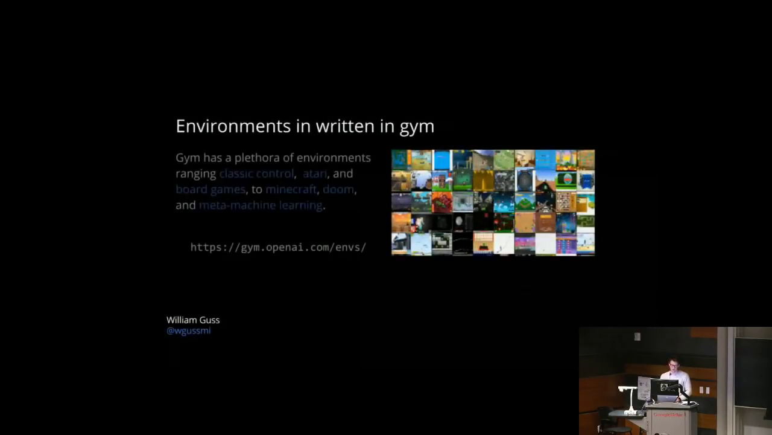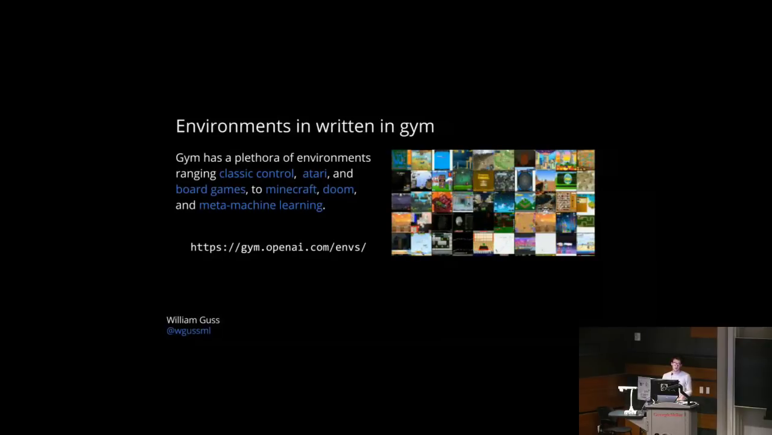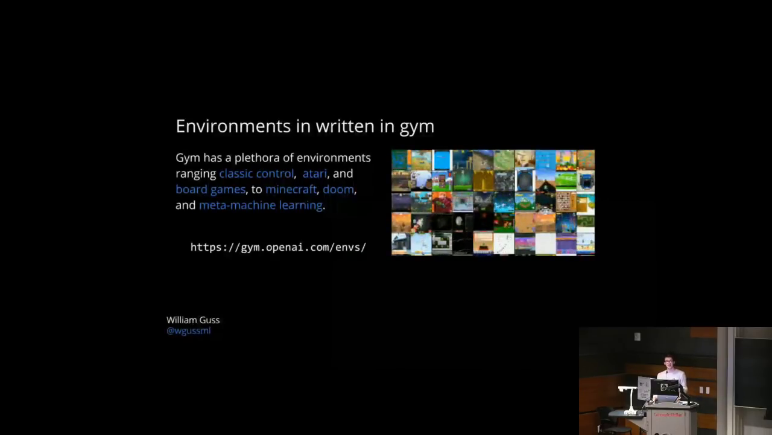Okay, so the other really nice thing is I invite you to go to this website right now and check it out. There are hundreds of environments. You've got classic controls, like balancing a little stick on a cart. You've got the mountain car environments. You've got all the Atari environments. You've got a ton of board games. You'll be using one of them on your first assignment. Minecraft, Doom. There's meta machine learning tasks, which are actually really interesting.